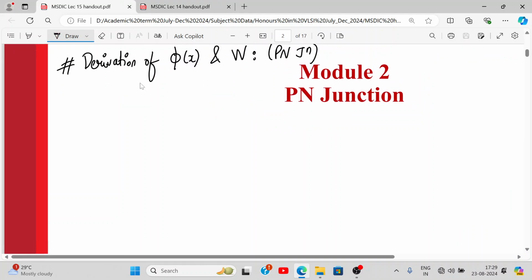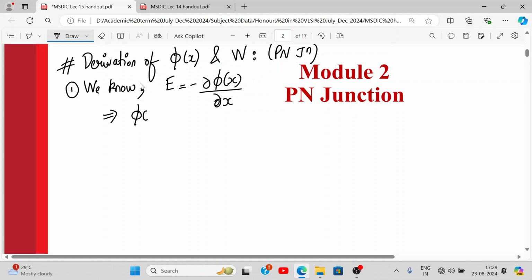So write down. We know the electric field is given by minus d phi of x upon dx. That means if I want the potential as a function of distance, it will be minus the integral of E of x dx. Yes or no? It's visible for you all, no? Okay, let's derive it for the p region.